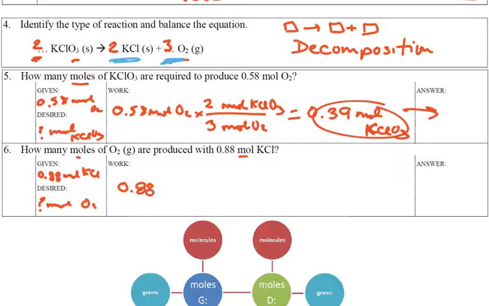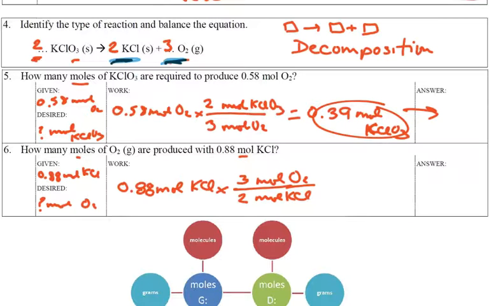So 0.88 moles of KCl. And so again, I want to go moles of KCl. As soon as I get to moles, I know I'm going to do a mole-mole conversion. Okay, KCl and O2. And back in the balanced equation, the O2 is 3. 3 moles of O2 for every 2 moles of KCl. And again, I'm using these two values right here, 2 and 3.